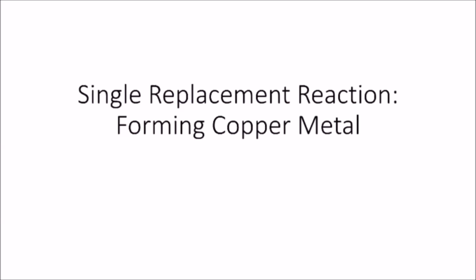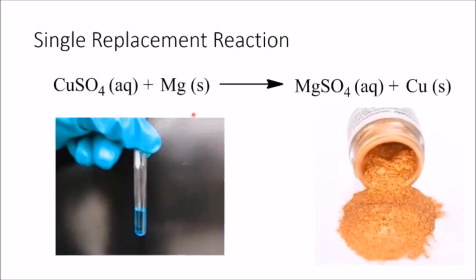After dehydrating the copper 2 sulfate pentahydrate, you will perform a single replacement reaction and form copper metal so that you can determine the amount of copper in the copper 2 sulfate sample. First, the copper 2 sulfate will be dissolved in water, making an aqueous solution. Then, solid magnesium will be added.